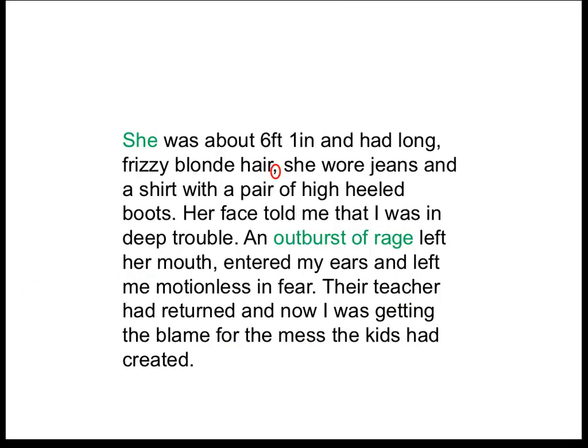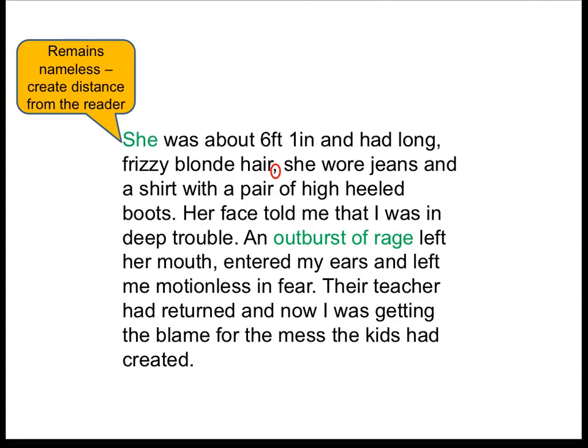Okay, so if we move on to the next section. She was about 6'1" and had long frizzy blonde hair. She wore jeans and a shirt with a pair of high-heeled boots. Her face told me that I was in deep trouble. An outburst of rage left her mouth, entered my ears and left me motionless in fear. Their teacher had returned and now I was getting the blame for the mess the kids had created.